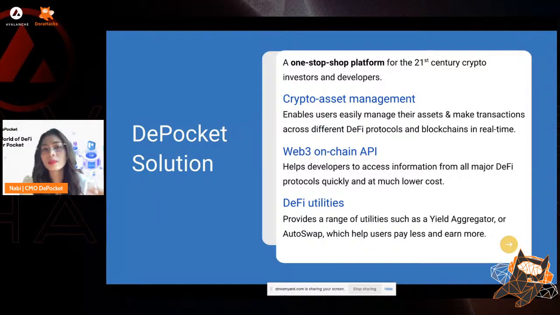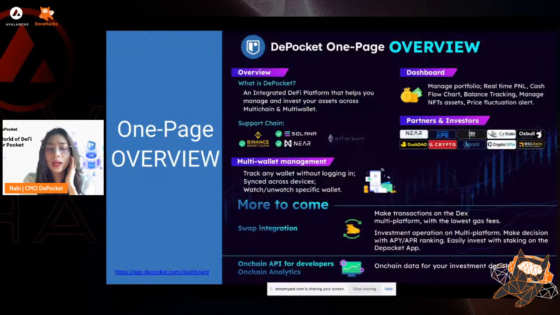On our dashboard, you can manage your crypto assets across different DeFi protocols and make transactions as well. We also have Web3 on-chain APIs that help developers access information from major DeFi protocols quickly and at much lower cost. DePocket also provides a range of DeFi utilities such as Geo Aggregator or Auto Swap, which help users pay less and earn more. Here's the one-page overview. As I already said, DePocket is an integrated DeFi platform. So we have a dashboard that supports you to manage your portfolio, check real-time P&Ls, cash flow charts, balance checking, manage NFT access, and price fluctuation alerts.